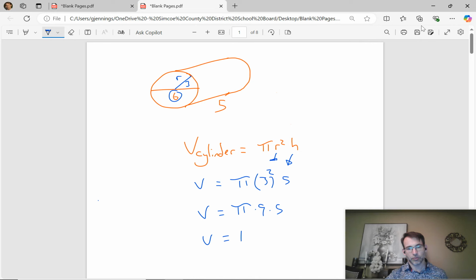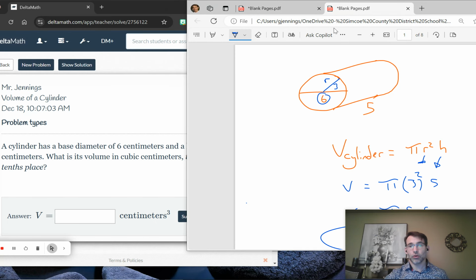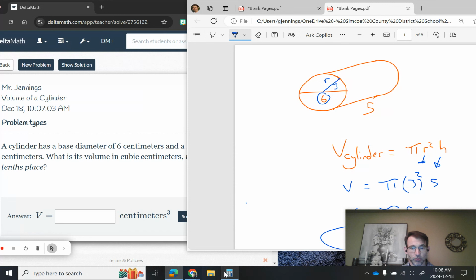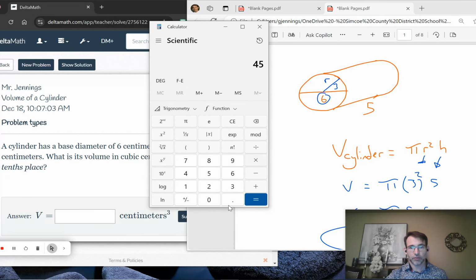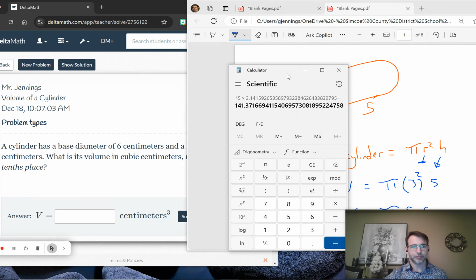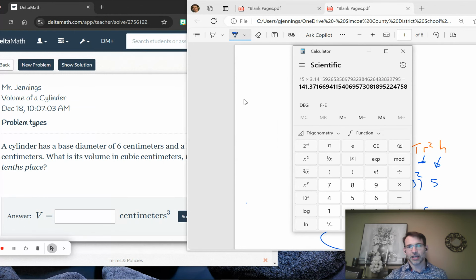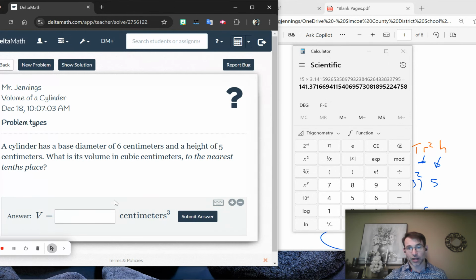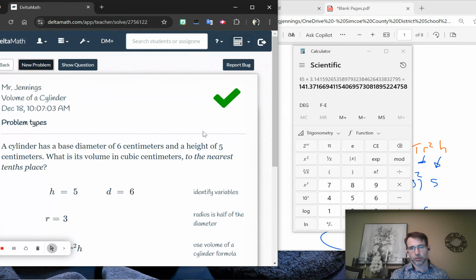The volume is equal to 45. That's 9 times 5 pi. That's the exact volume. Now we're going to go ahead and approximate that with our calculator. 45 times pi equals 141.37. We want it to the nearest tenth, so that's 141.4. The 3 rounds up because the 7 is bigger than 5, so it rounds up. So this is 141.4 centimeters cubed. There we go. Boom.